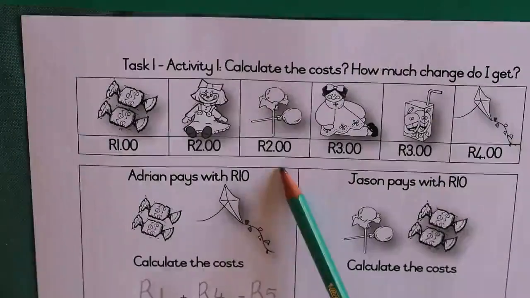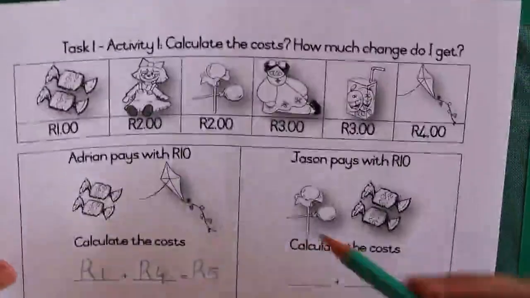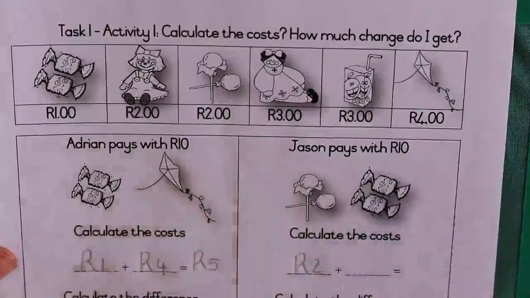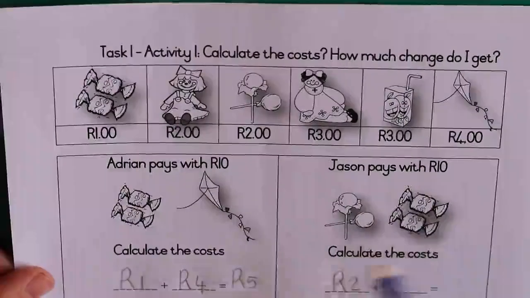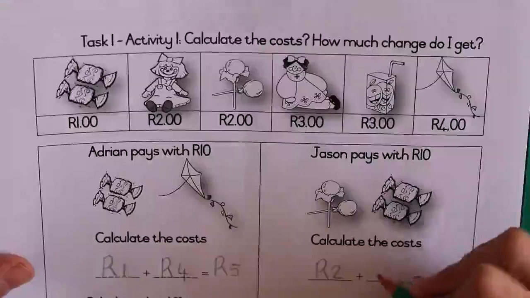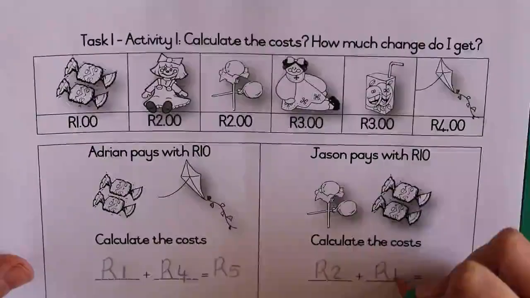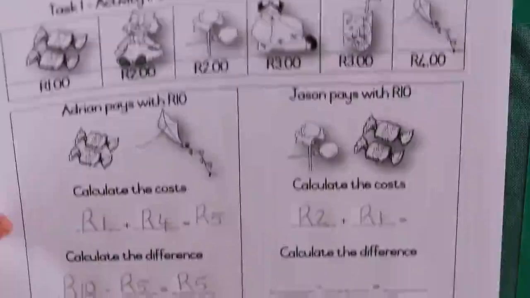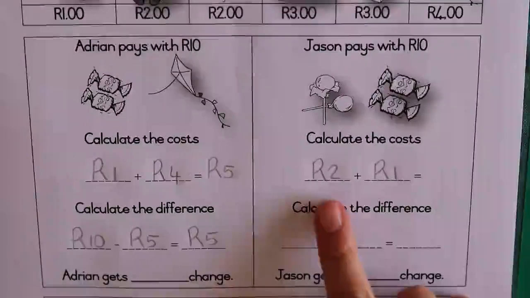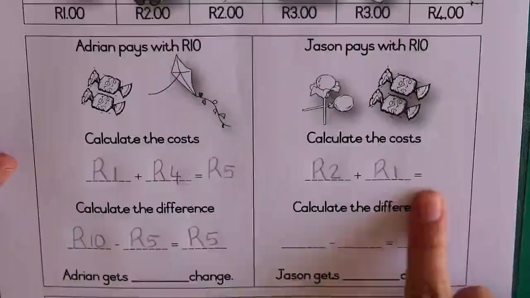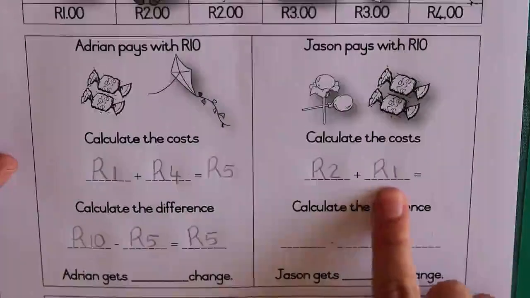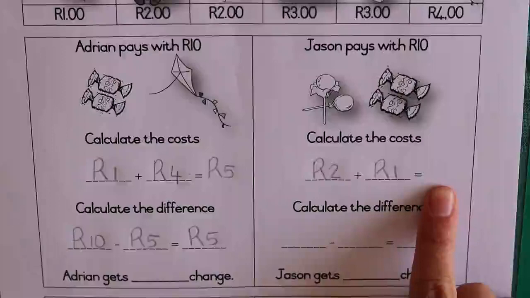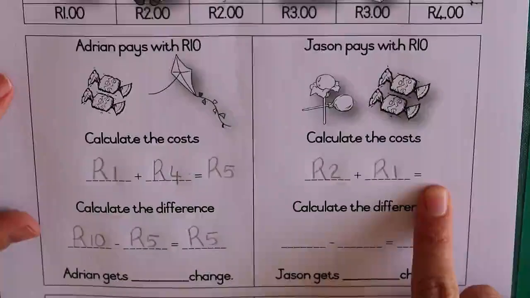The lollipops were R2. So you'd write this in your next cat. 2 rand plus the toffees were 1 rand. And the sweets were 1 rand. And then you're going to work out what your answer is over there. Okay, how much money is he spending at the tuck shop? He's spending 2 rand on lollipops, 1 rand on sweets. What is the answer? 2 plus 1. And you write it in there.